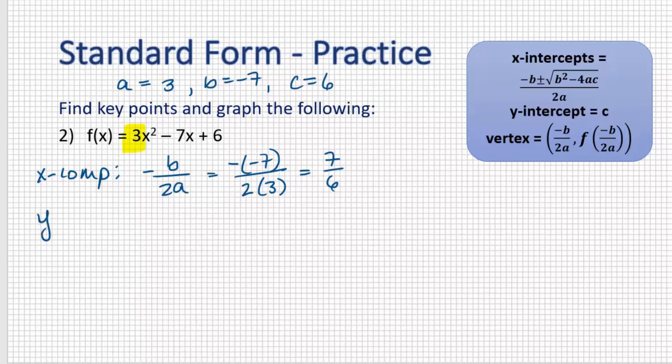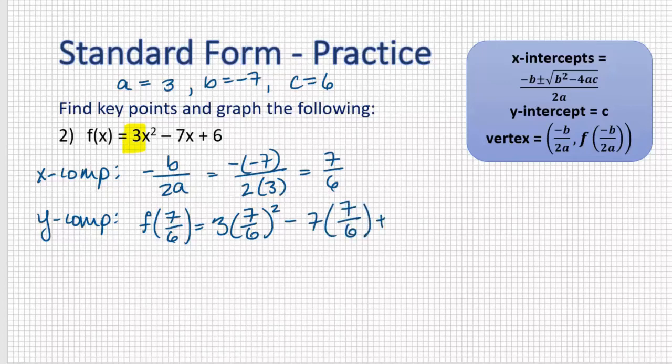To find the y component of the vertex, we substitute the x component into the equation. So we find f at 7 over 6. So we have 3 times 7 over 6, all squared, minus 7 times 7 over 6, plus 6. Let's simplify that. That gives us 3 times 7 over 6, all squared. 7 squared is 49, 6 squared is 36, minus 7 times 7 over 6, multiplying the numerators gives us 49, and that's still divided by 6, plus 6.